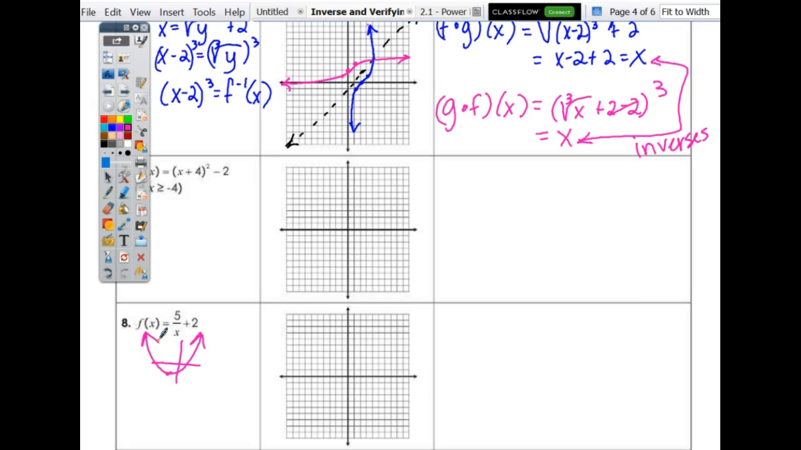All right? So when I graph this, if I start here, 1, 2, 3, 4, I go -4 and down 2. So I'm only going to have this side of the parabola. And then put in your y equals x line. And then let's find the inverse.